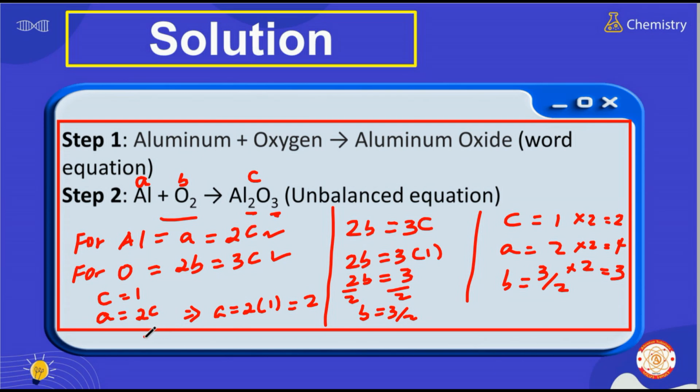Therefore, what is the coefficient of aluminum? 4. 4 aluminum plus, what is the coefficient of oxygen? 3O2, and the coefficient of aluminum oxide, which is C, 2Al2O3. So this is the balanced chemical equation.